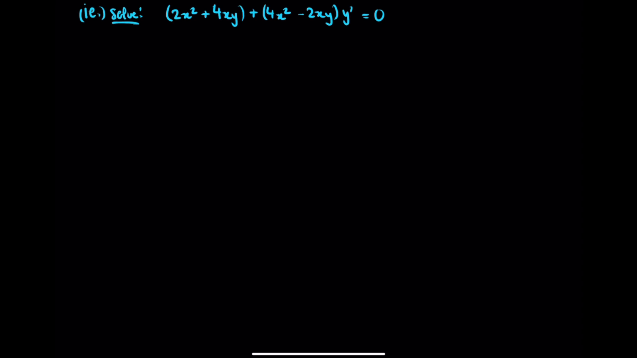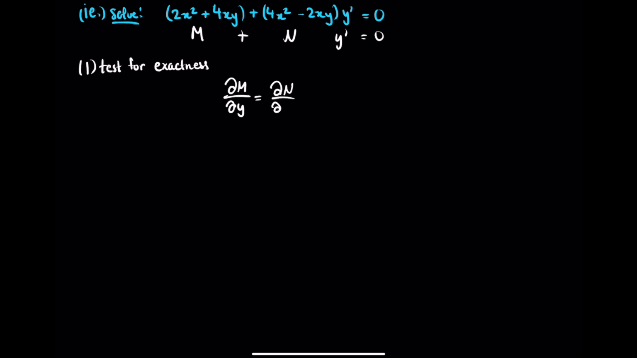Okay. I'm hoping that you've tried this. And now we're going to try and solve this. So, what is m? This is m plus n y prime, right? Now let's see what happens if we run the test for exactness. So first thing we do is test for exactness. The test for exactness was the partial derivative of m with respect to y and the partial derivative of n with respect to x.